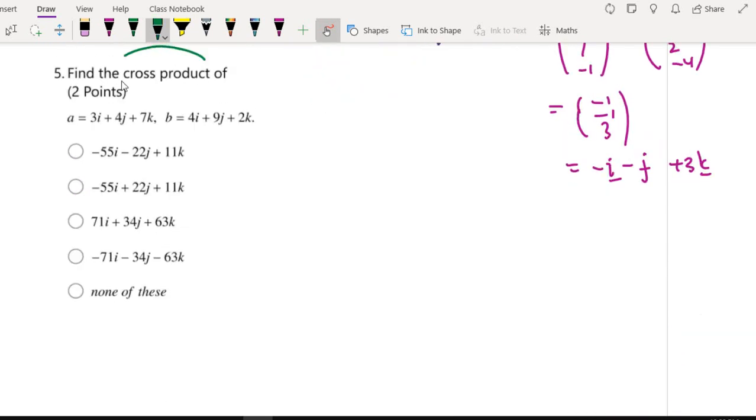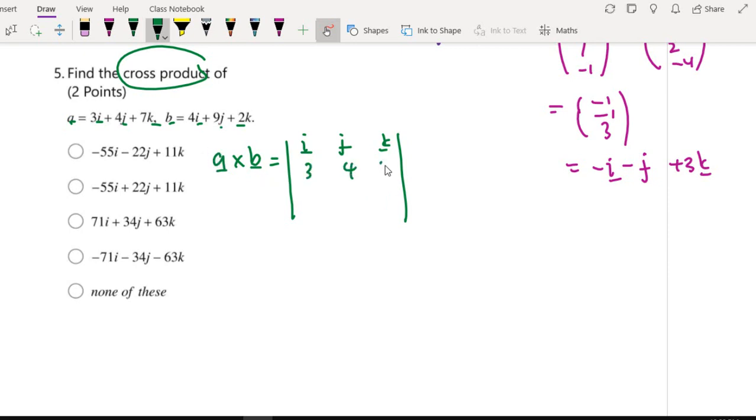Okay, find the cross product. Cross product, okay? a cross with b. First thing you have to change to determinant form. First row, i, j, k. Second row, the first one, a, take the coefficient. The second, put in the third row. Okay, 4, 9, 2.